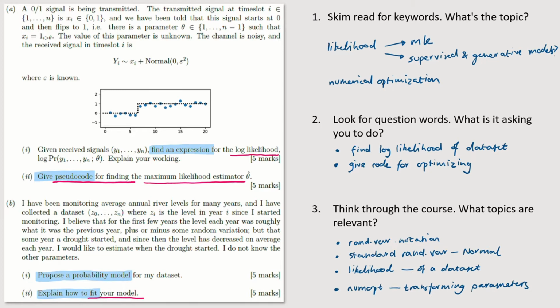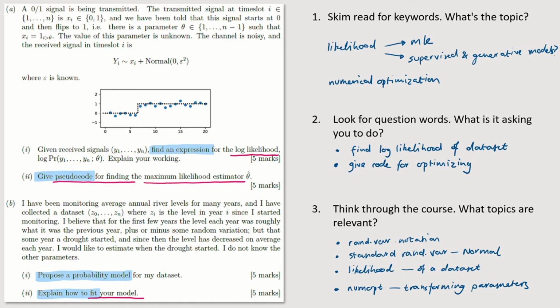Here, to answer a question about likelihood and especially to propose a probability model, we'll need to be familiar with the notation for random variables. The question refers to a normal distribution, and I ought to remember that from the section of notes on standard random variables. And it looks like this is a question about the likelihood of a data set. We saw some of this in the section on likelihood notation, and again in the sections on supervised and generative models.